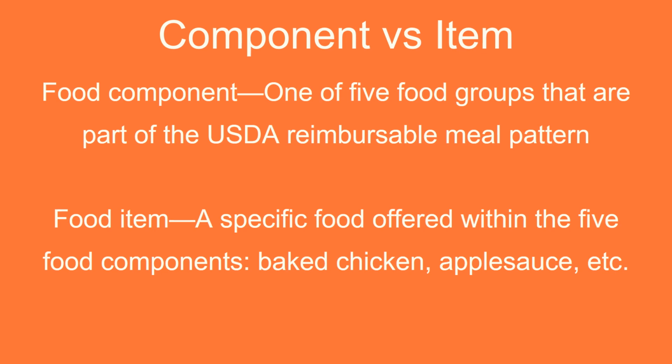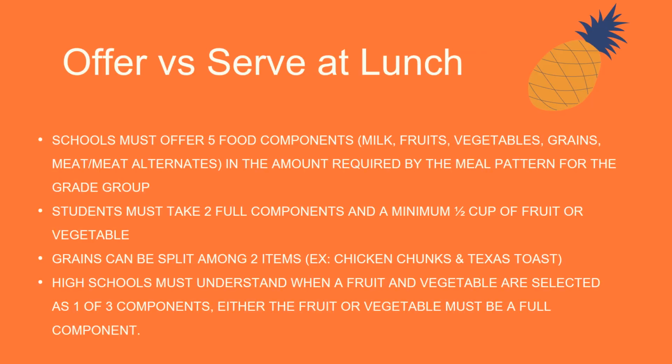Component versus item. A food component is one of 5 food groups that are part of the USDA reimbursable meal pattern. A food item is a specific food offered within the 5 food components, like baked chicken or applesauce, etc. Offer versus serve at lunch. Schools must offer 5 food components, milk, fruits, vegetables, grains, meat, or meat alternatives, in the amount required by the meal pattern for the grade group.